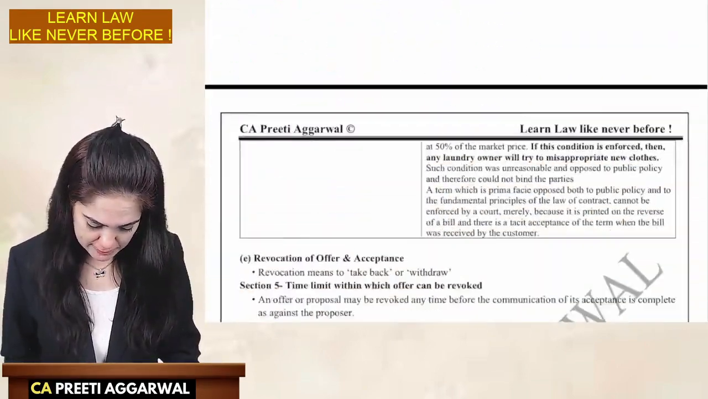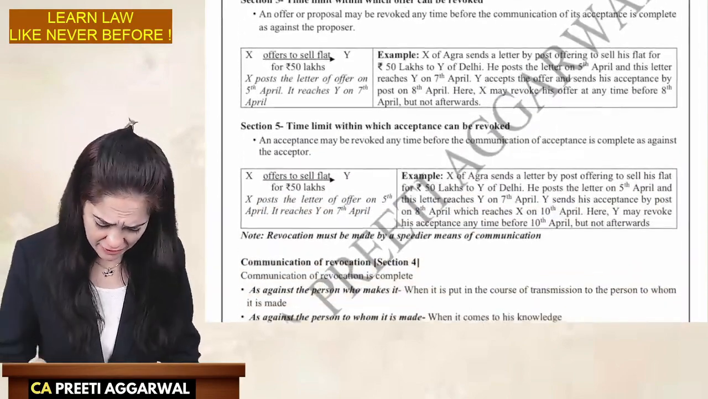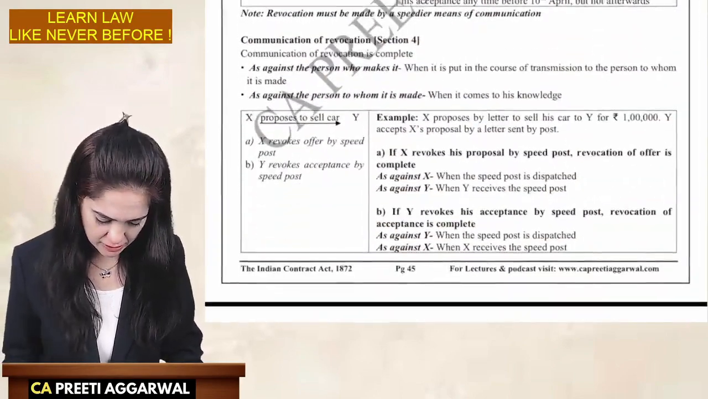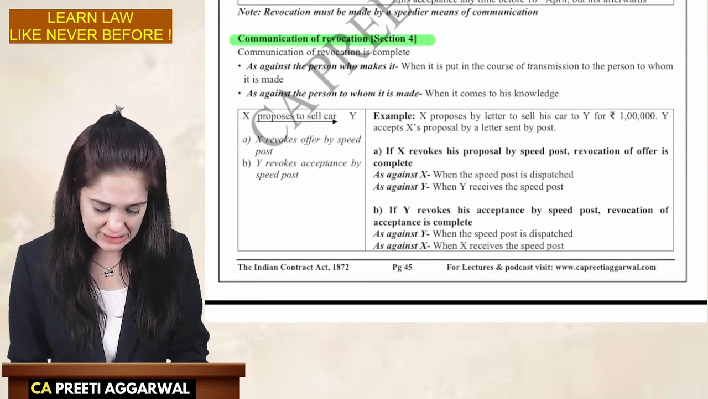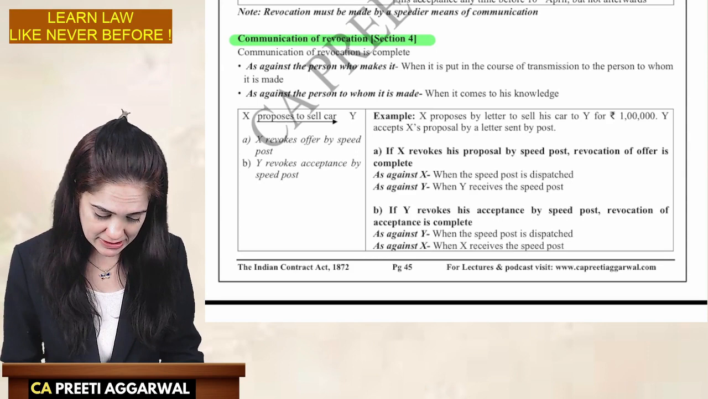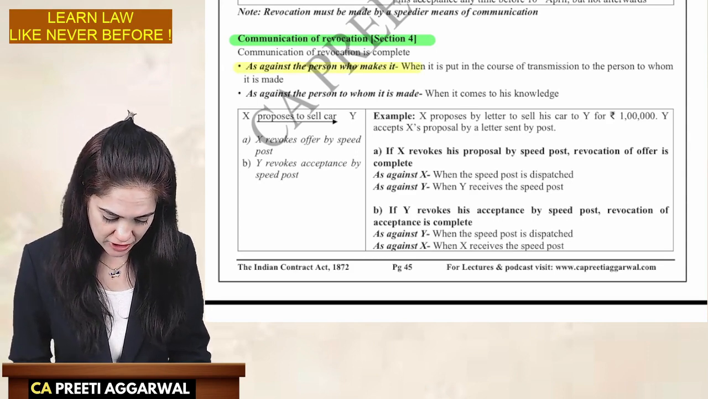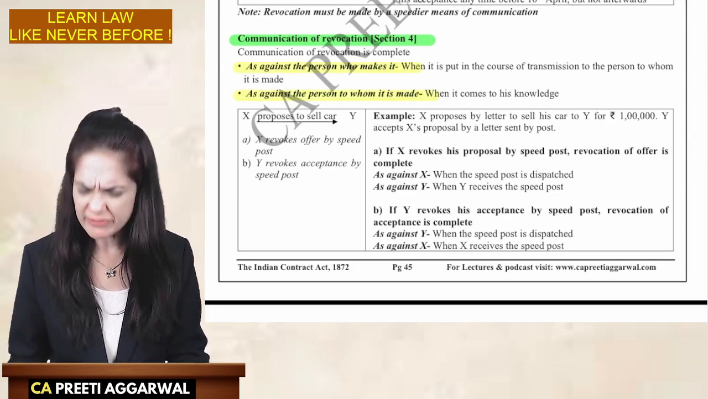Okay. Then we have revocation, which you can study later. Communication of revocation is complete as against the person who makes it when he puts it in the course of transmission, and as against the person to whom it is made when it comes to his knowledge.